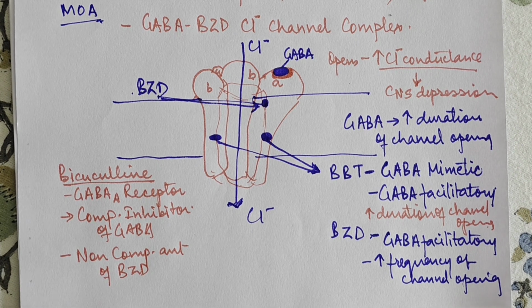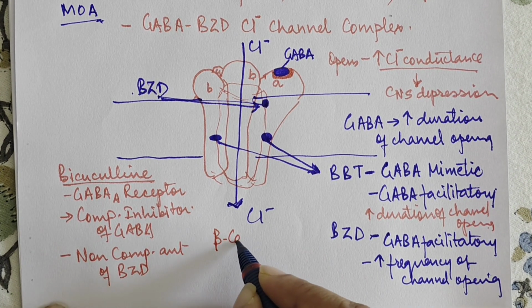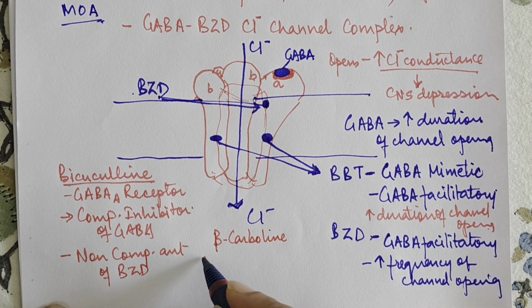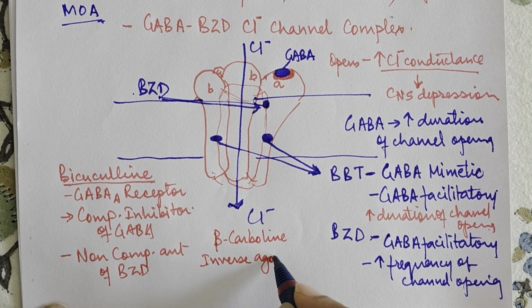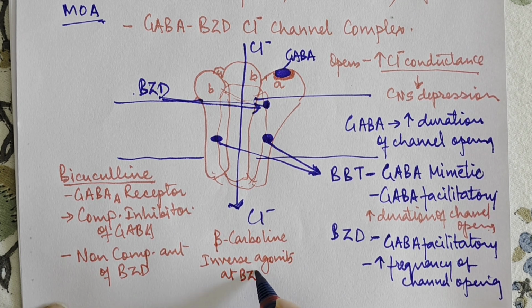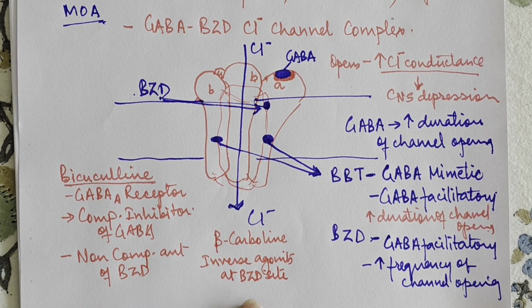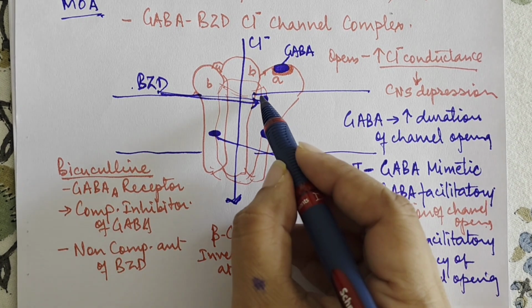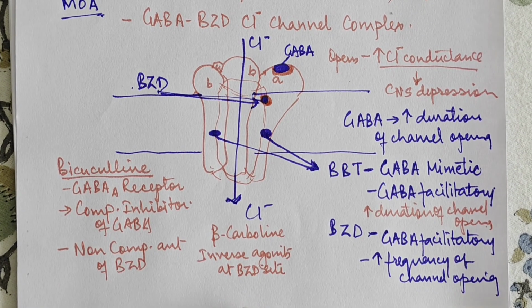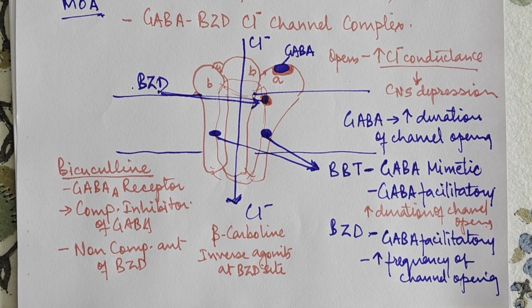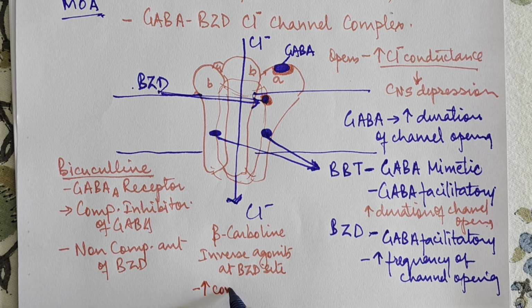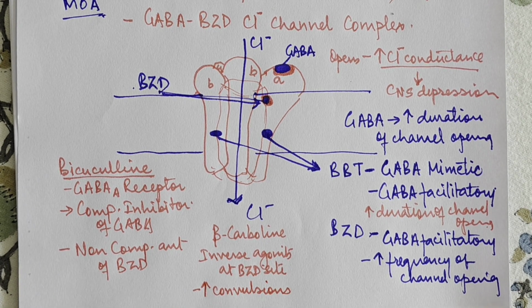Then there is another drug called beta carboline. Beta carboline is an inverse agonist at the benzodiazepine site. So at this benzodiazepine site, beta carboline attaches as an inverse agonist, and it inhibits the action of benzodiazepines. It increases convulsions. It is a drug which will produce convulsions.